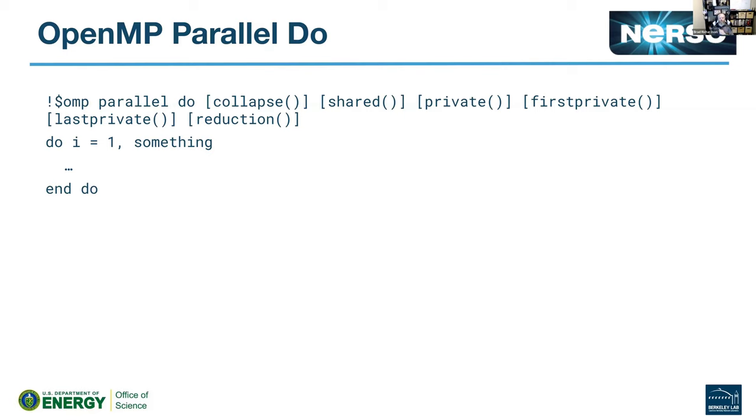Lastprivate says that the last iteration will be saved in the outer variable. So every iteration is going to get its own copy, but we promise that the last iteration is what will be stored in that variable when we're done. And then the reduction is just like reduce for do concurrent. We're going to be accumulating into this variable, so make sure that that works correctly. Very similar structure and syntax to do concurrent.